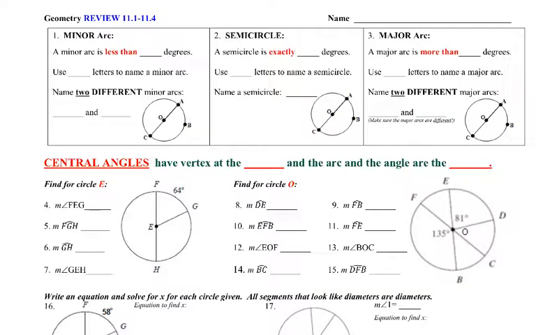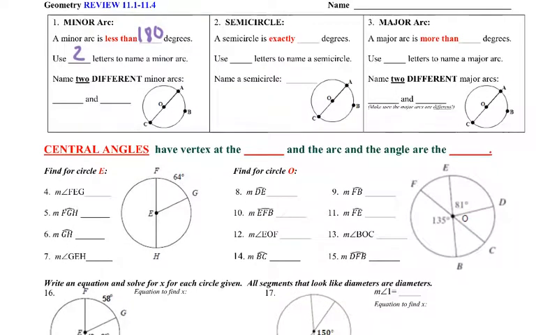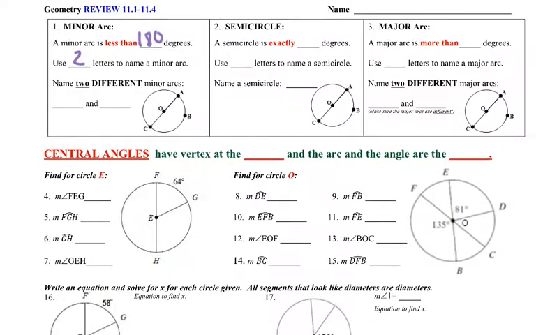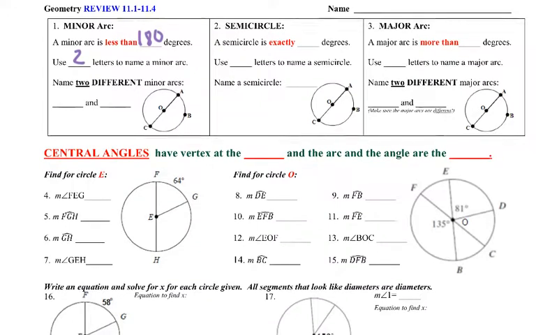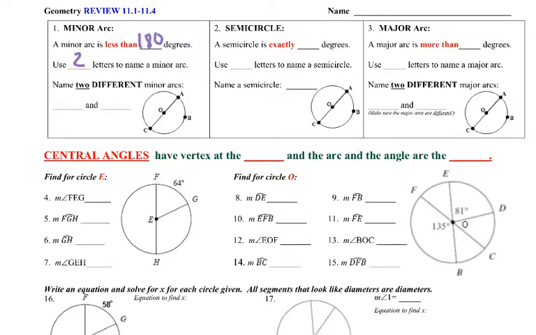Today we're going to review all the first four sections of Chapter 11. We know that a minor arc is less than 180 degrees, and we use two letters to name a minor arc. So the two minor arcs I see here, one would be CB, and another would be AB. The order of the letters in a minor arc doesn't matter, right? So you can just say CB, and I have to have a little arc symbol above it for this one, and then BA or AB for the minor arc.